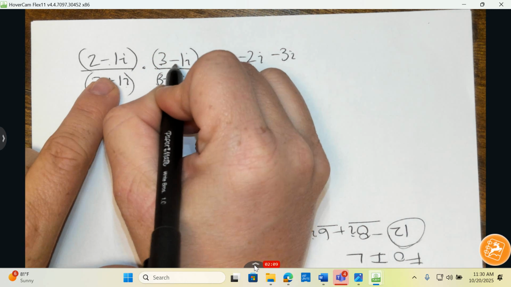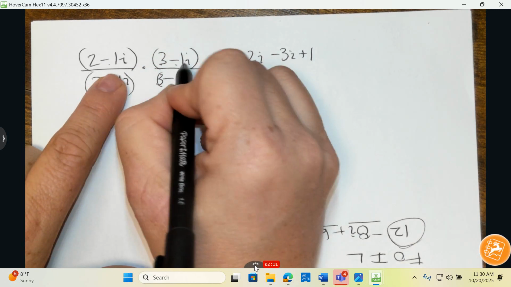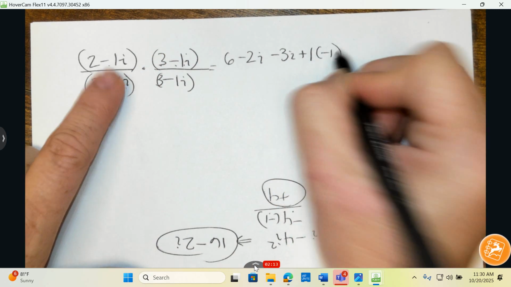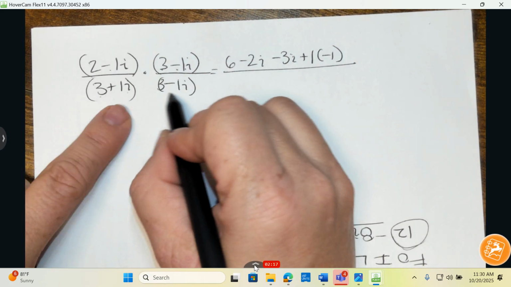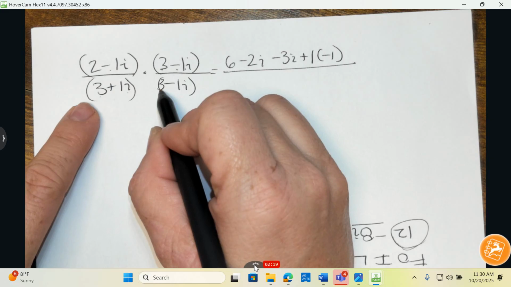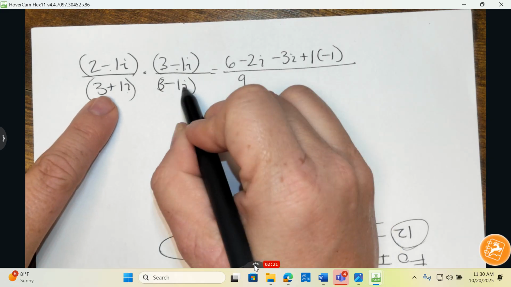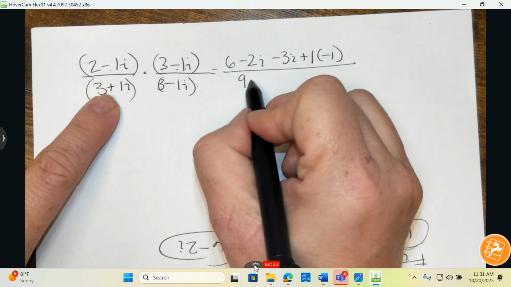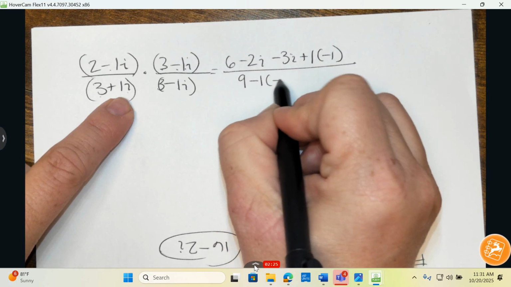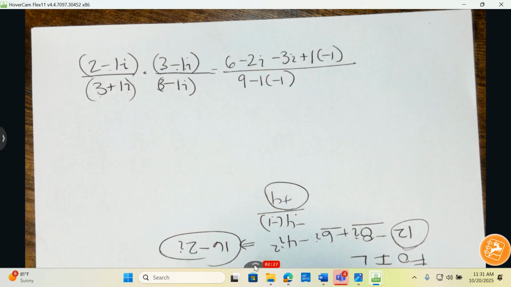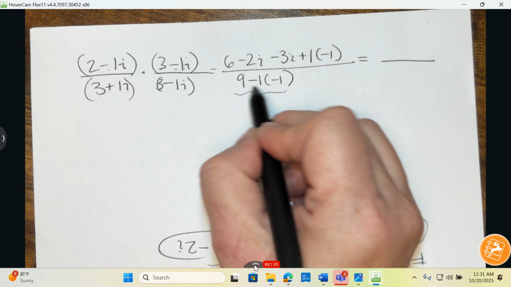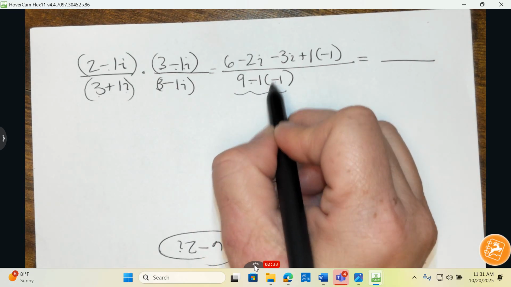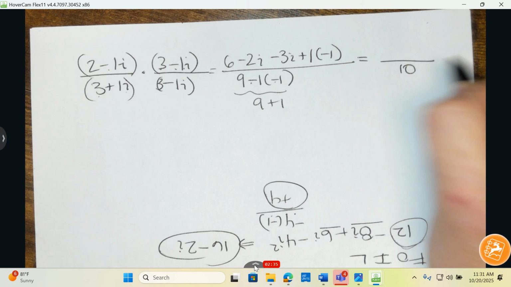Negative 1 times negative 1 is positive 1. i times i is i squared, which is equivalent to negative 1. Before I simplify it, I'm going to do the bottom. Remember, when you're multiplying conjugates, you get to multiply just the front and the back. So positive 1 times negative 1 is negative 1, plus we have 2 i's, which is i squared, which is equivalent to a negative 1. The bottom is much easier to simplify. Negative 1 times negative 1 is a positive 1. We have 10 in the denominator.